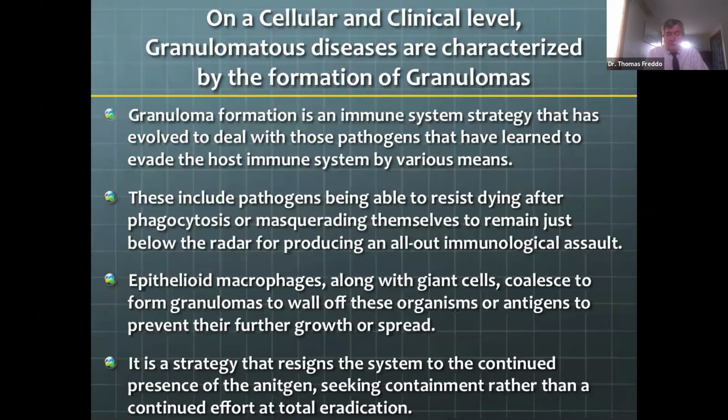Epithelioid macrophages, along with giant cells, coalesce to form granulomas, with the purpose of walling off these organisms or antigens to prevent their further growth or spread in the absence of the ability to totally eradicate this antigen or bug. It's a strategy that resigns the system to the continued presence of the antigen, seeking containment rather than a continued effort at total eradication.